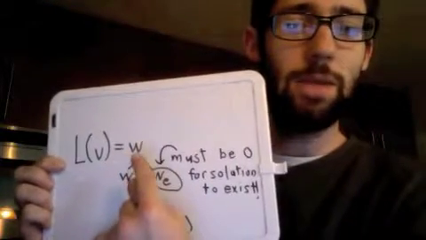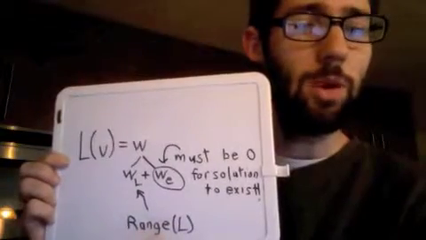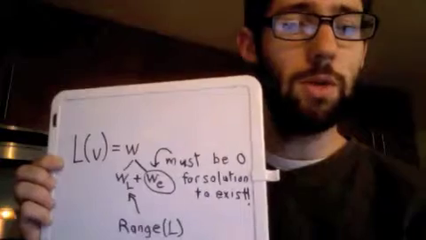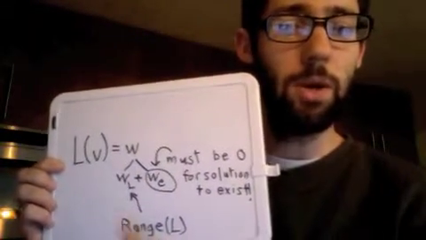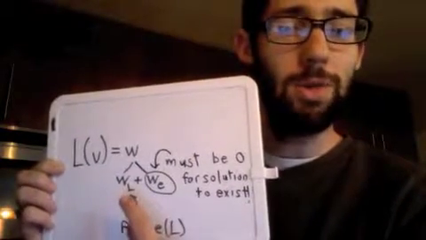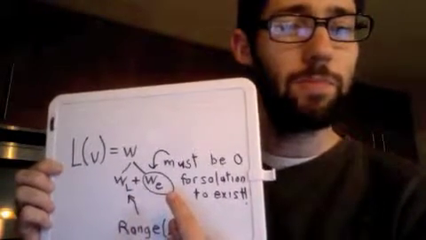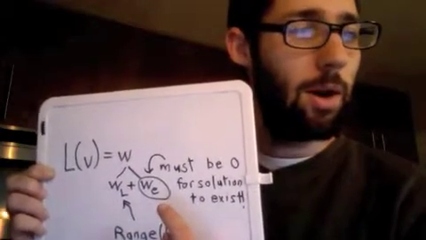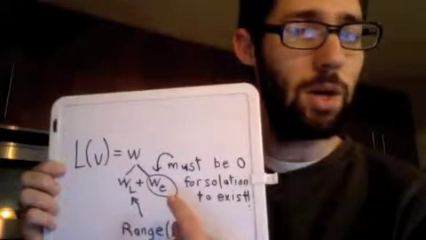So given this w, we know from the fundamental theorem of linear algebra that we can decompose w into two different components. We know that the range of the linear operator L is the orthogonal complement of the null space of the transpose of L, or that's what we call the null space of L star.